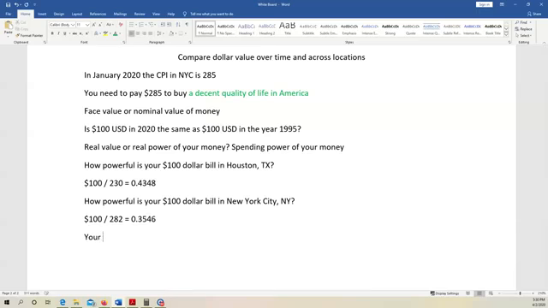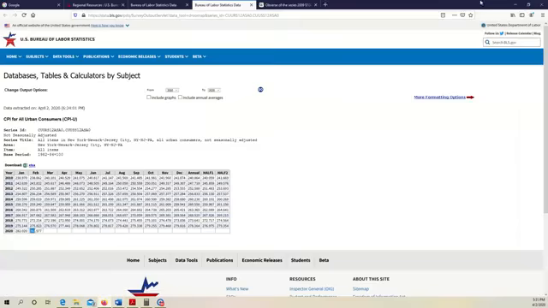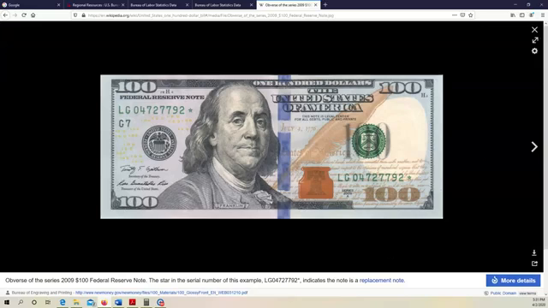Your $100 bill is more powerful in Houston than in New York City in terms of what? In terms of spending power. That means for the same piece of paper, this $100 bill, you can get more stuff in Houston, Texas than in New York City, New York. Okay.